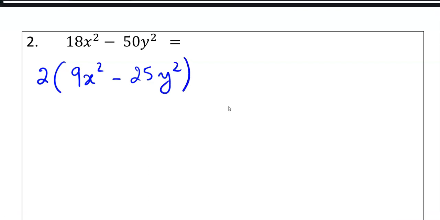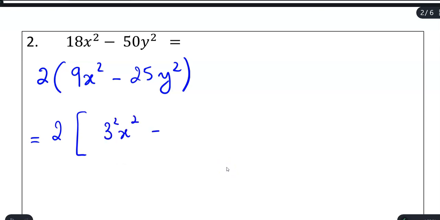After I've got this, I see that 9 is a perfect square, which is 3 square. 25 is a perfect square, which is 5 square. So I can write it as 2, 3 square x squared, 5 square y square. Alright, and then I apply the formulas that I've shown everyone earlier.